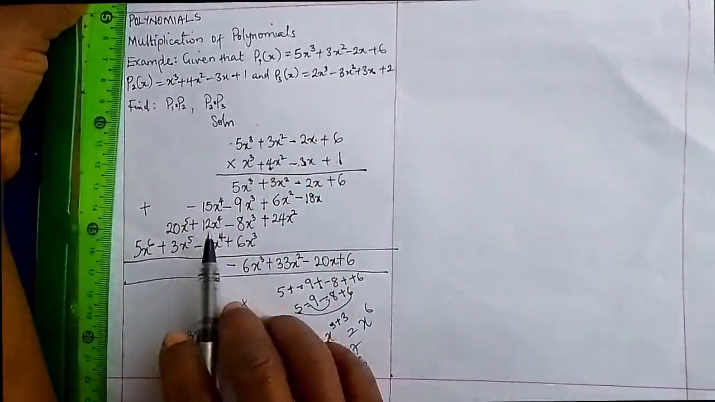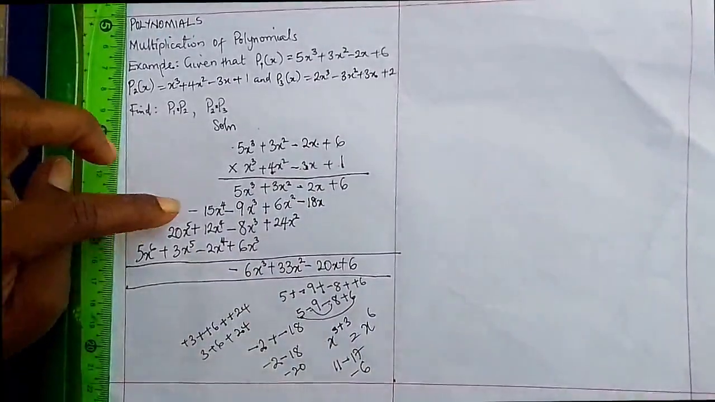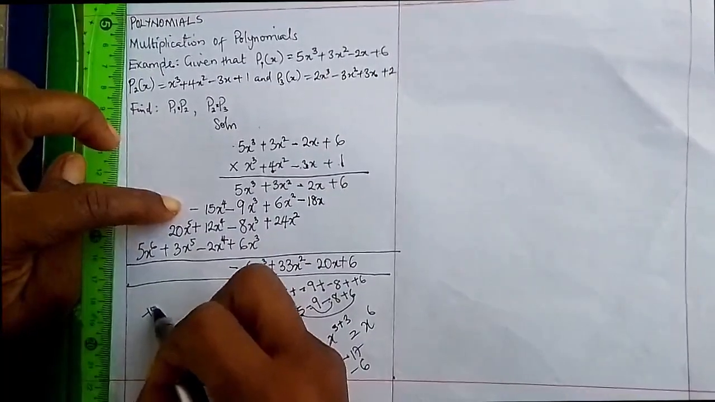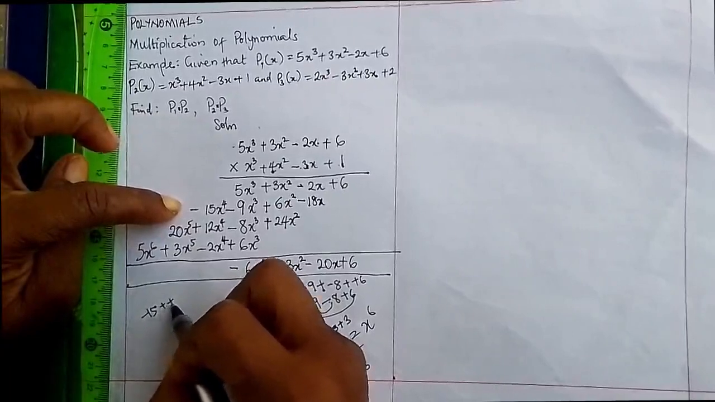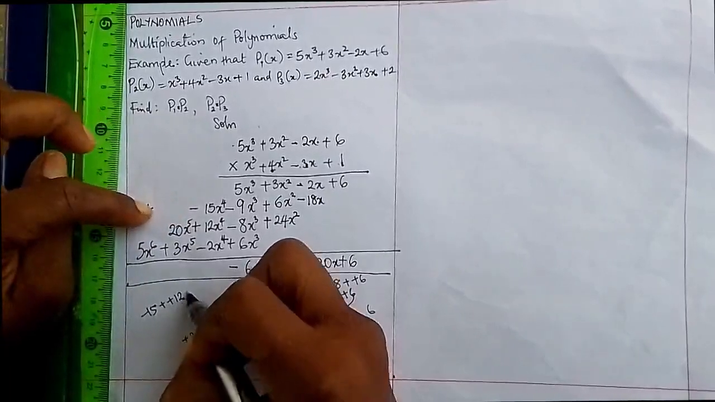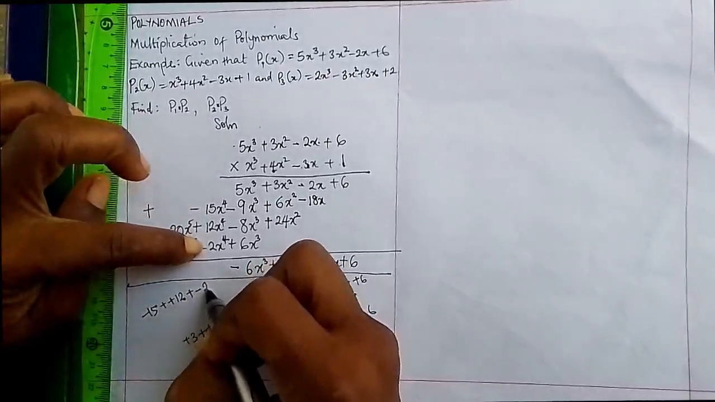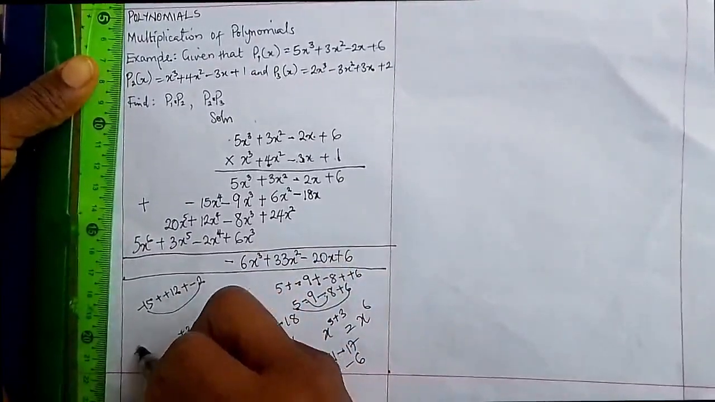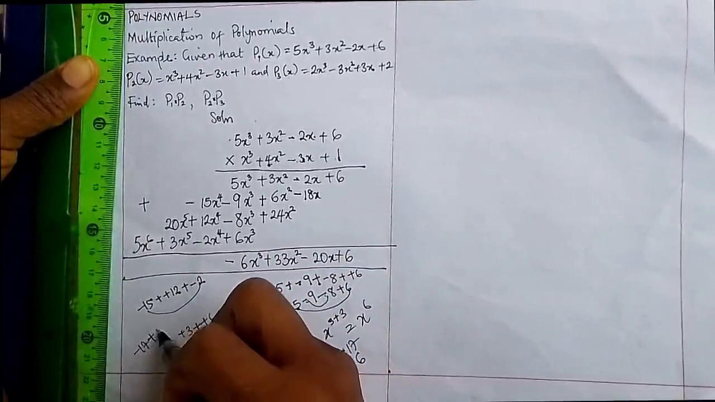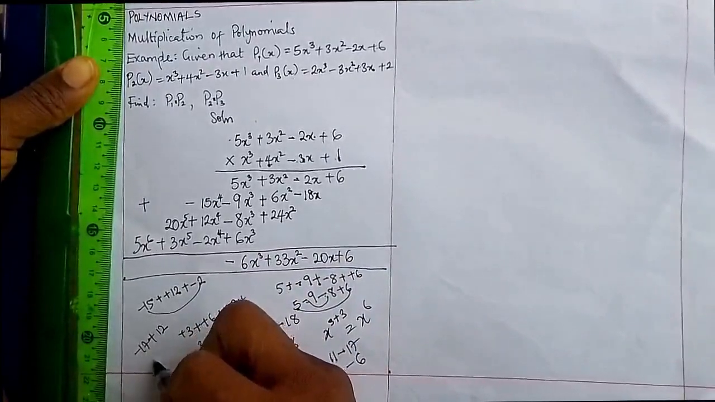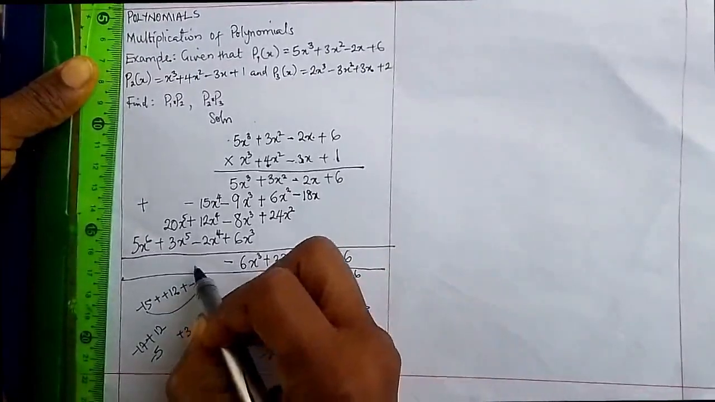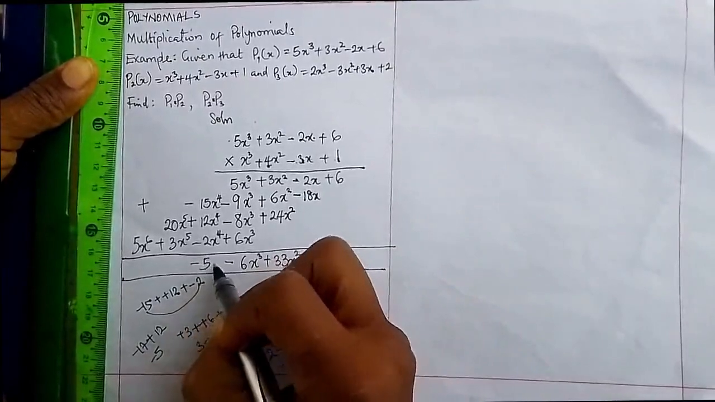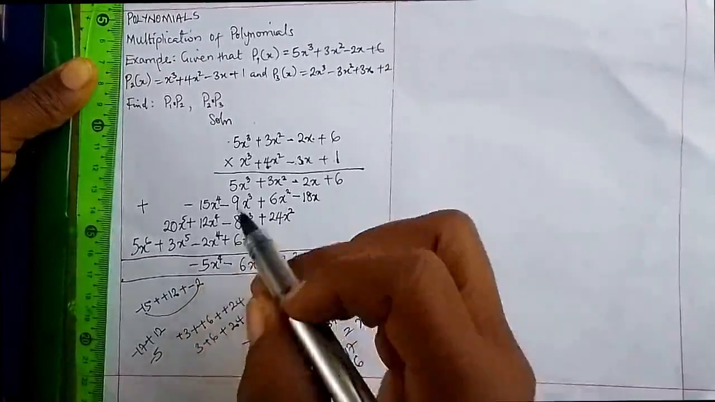The next number, we go minus 15 plus 12 plus minus 2. Let the minus go together. So we have minus 17 plus 12. So what we have is minus 5. So this one is now minus 5x raised to the power of 4.